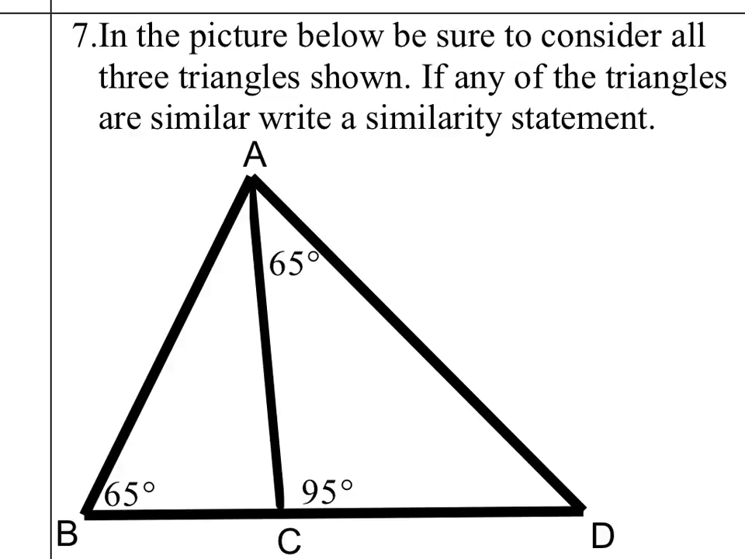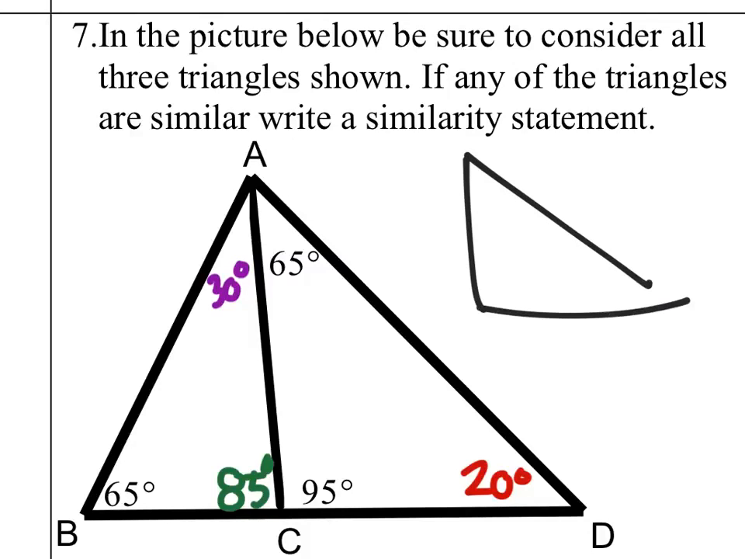Alright, so let's look at some of these missing angles. There are missing angles, and on the surface you're going to say that there's not any two triangles that are similar, but there is. Let's look first at this triangle here. This one we've got 20, 65, 95.